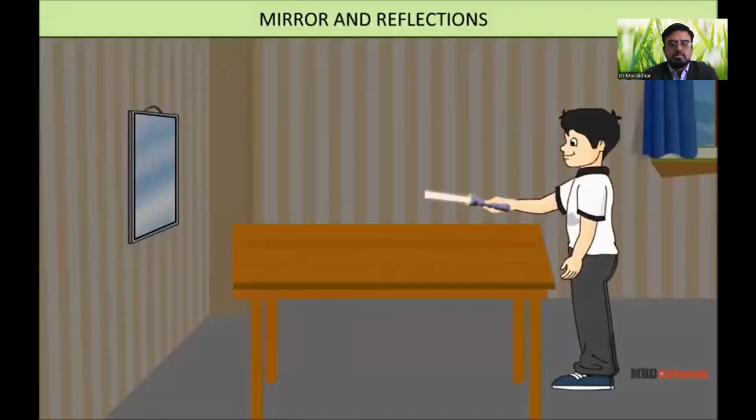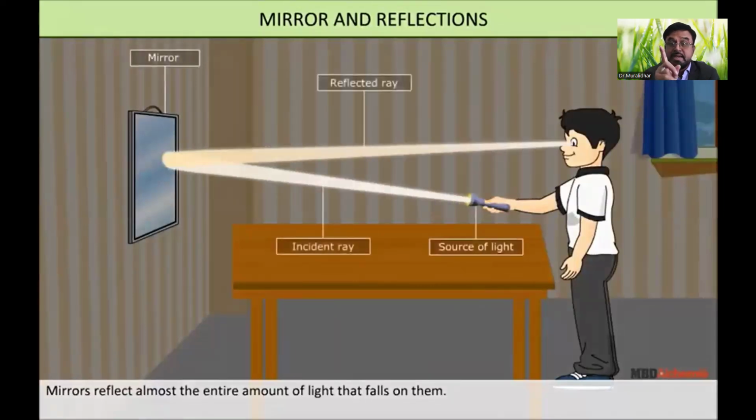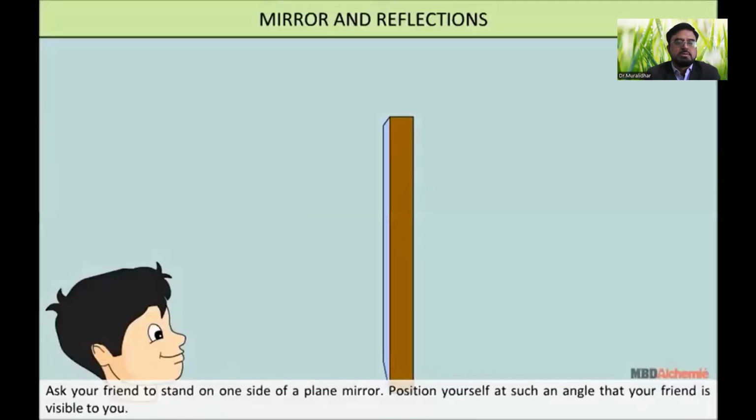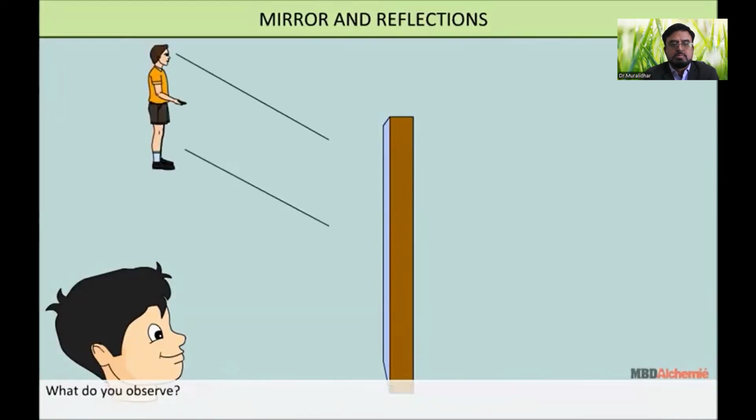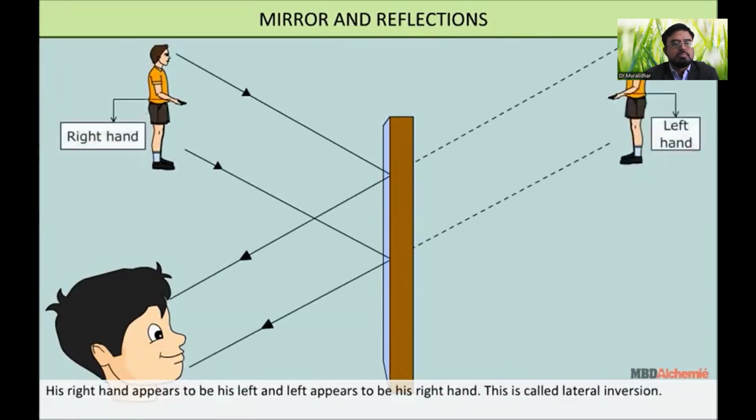Mirror and reflections. Mirrors reflect almost the entire amount of light that falls on them. Ask your friend to stand on one side of a plane mirror. Position yourself at such an angle that your friend is visible to you. What do you observe? It appears that he is standing behind the mirror. His right hand appears to be his left hand, and left appears to be his right hand.